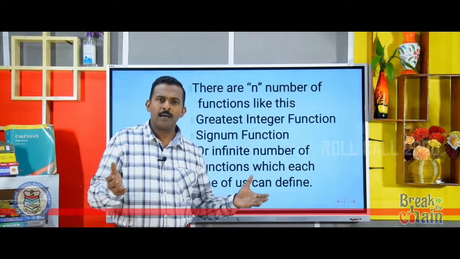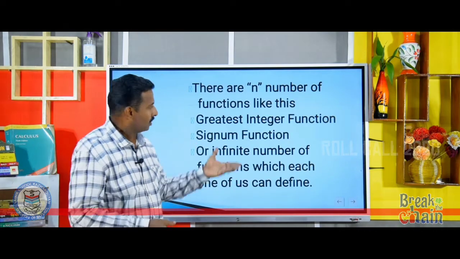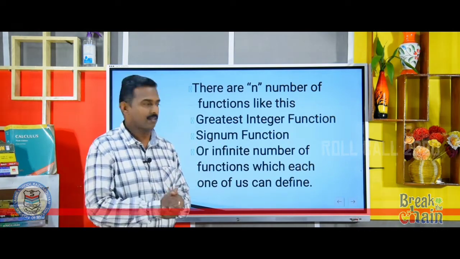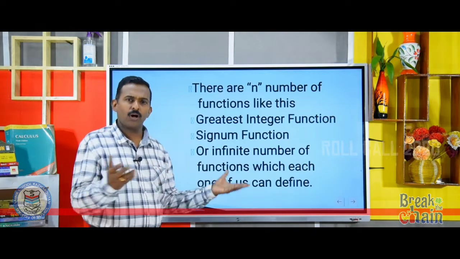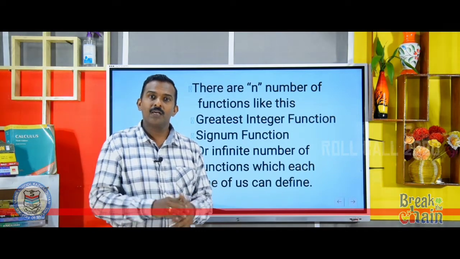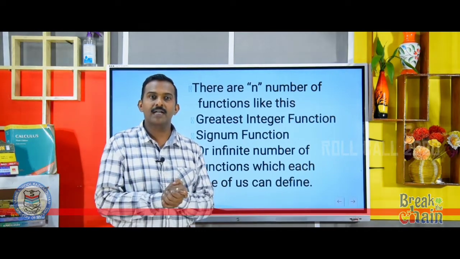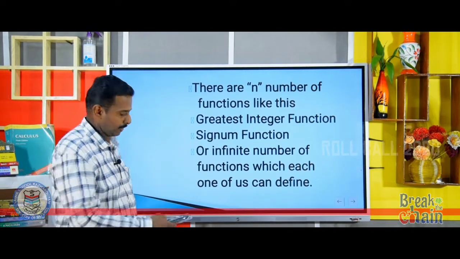But there are n number of functions like that which break at different points. Some of the functions you might have already studied: greatest integer function, signum function, and a lot of examples which you can make yourself also, functions which you can define which break at different points. We will go through the graph of some functions.